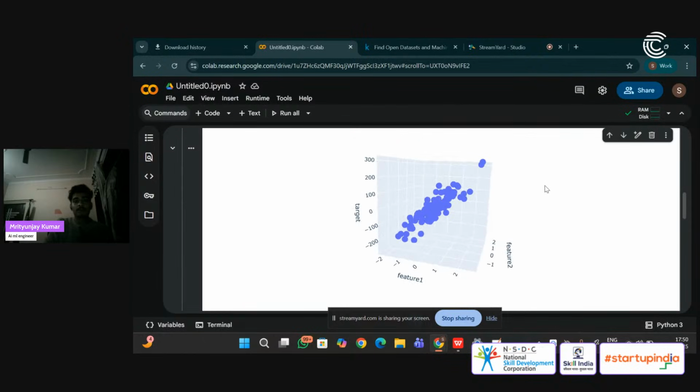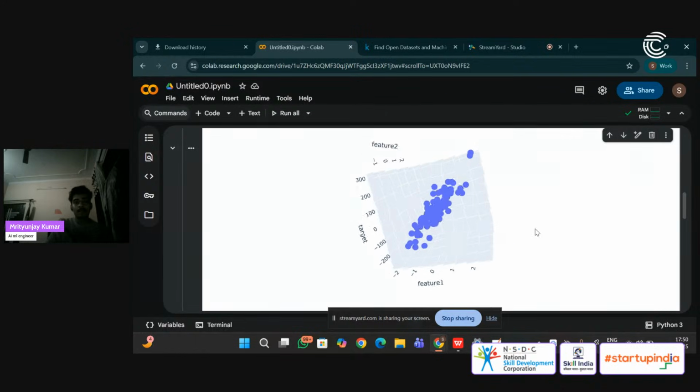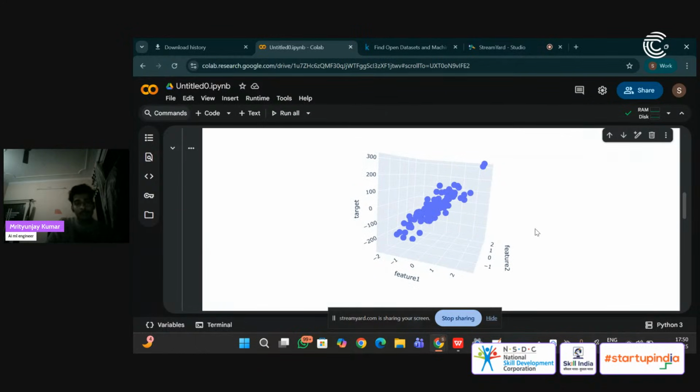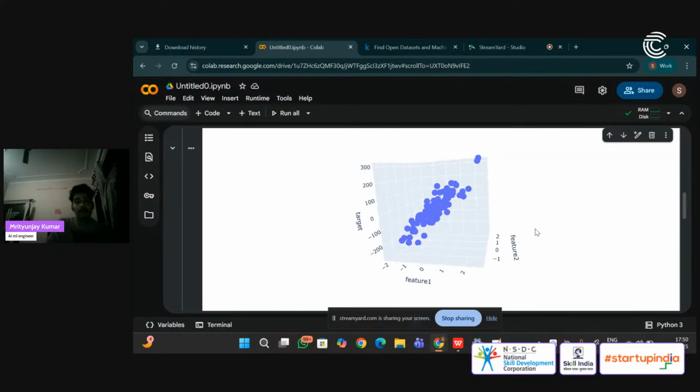Feature 1 belongs to this axis, feature 2 belongs to this axis, and with the help of these features our target value is going to be here. If feature 1 is minus 1 and feature 2 is 1, it means this point, approximately. From that line we are going to make the predictions. We have to find out the target value.